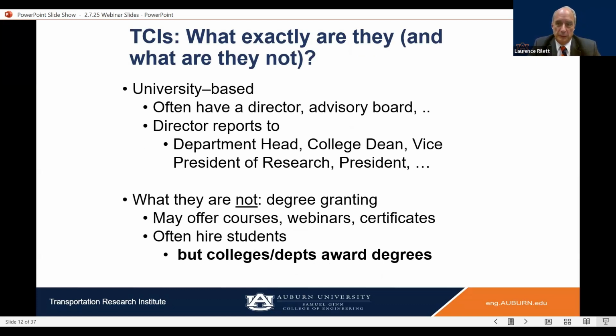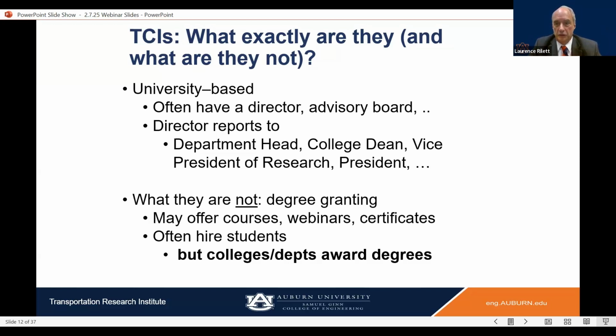As I said, these are university-based. They have a director. They typically have an advisory board. The director will report to a department head, a college dean, a vice president of research, a president. It really depends on where they fit into the overall organizational chart for that university and how they're set up. As you can imagine, if it's associated with a department, it goes to the department head. If it's associated with a college, it tends to be the college dean. If it's associated across all colleges, it'd be the vice president of research or the president of the university.